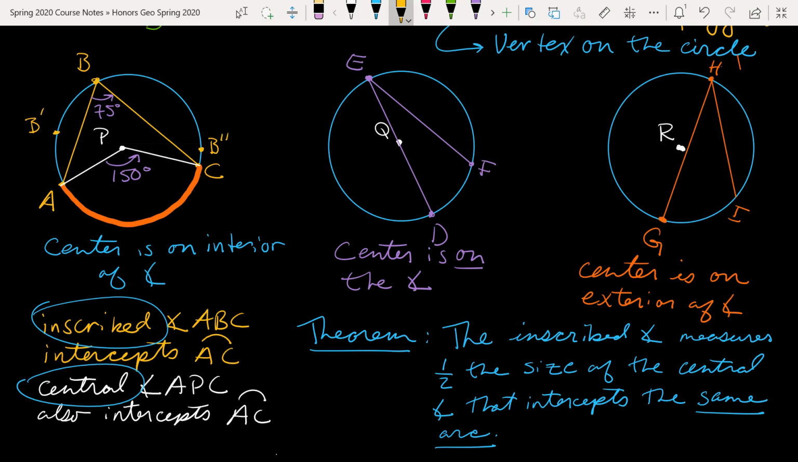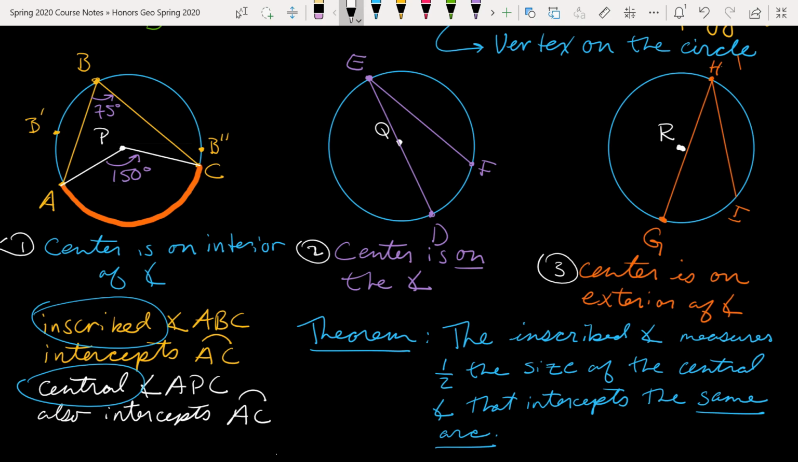And in fact, in order to prove it, we're going to have to prove it in each of the three cases that we talked about before, where the center is on the interior, where the center is on the angle, and where the center is actually on the exterior of the angle. This might be a pretty long proof if we try to prove all three parts. I think that the first one is the easiest to prove, so we'll skip that one.